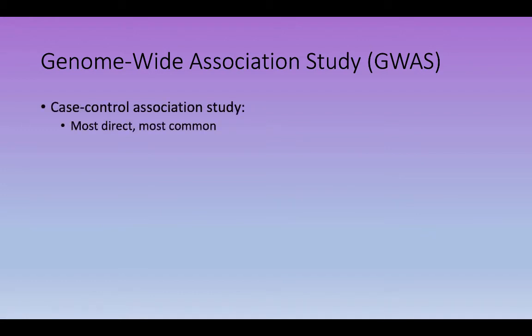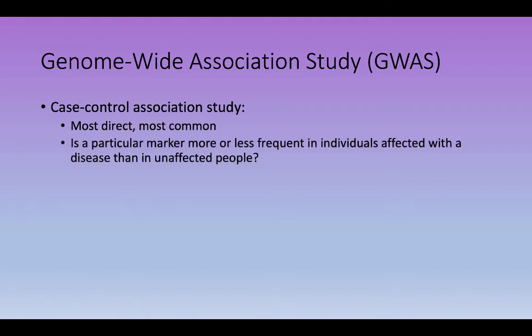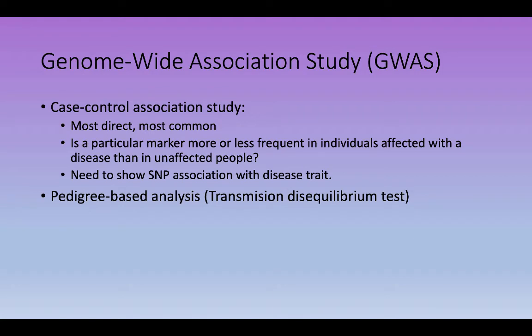So the case control association study works, again, the traditional way of having a control and treatment comparison. It's the most direct, most common. And again, the general question is, is a particular marker more or less frequent in individuals affected with a disease than in uninfected people? So you've got to have a control group and a treatment group. And here we're looking for a specific SNP association with the disease trait.